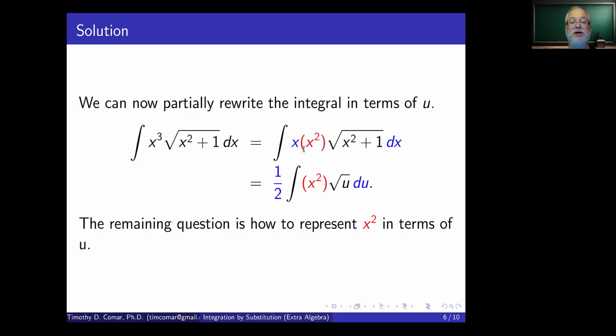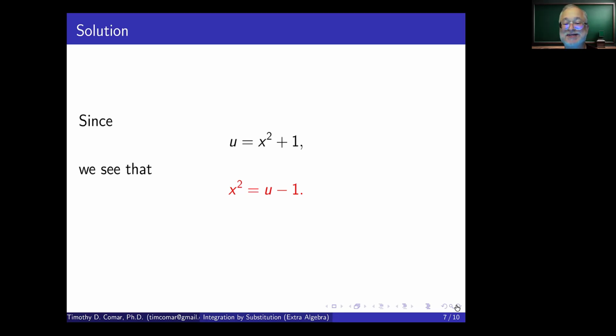We can now partially rewrite the integral in terms of u, and we have it here in a color-coded manner. First little thing we're going to do is factor the x cubed into x times x squared. Why? Because we're going to recognize that x dx is the 1/2 du that we computed on the previous slide, and the x squared plus 1 is just u over here. The remaining question is how to represent that factor of x squared in terms of u. Well, very simply, since u is x squared plus 1, x squared is u minus 1.